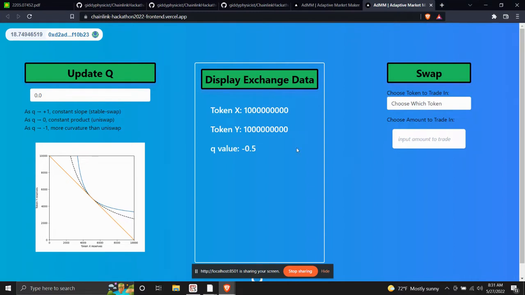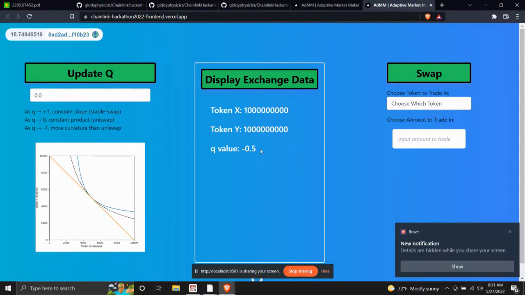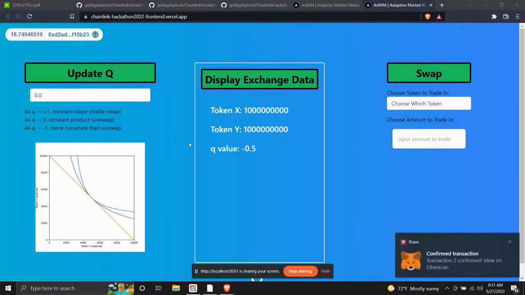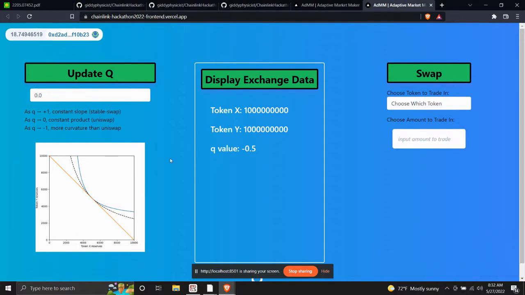As we wait, I can talk to this a little bit. That should update only this Q value here. So for a given curve here, which now has equal reserves, that means we really are sitting at this point right here. We went from negative 0.5, which had more curvature, so it's probably something like the blue curve, and then went to q equals 0, which is like the dotted curve.